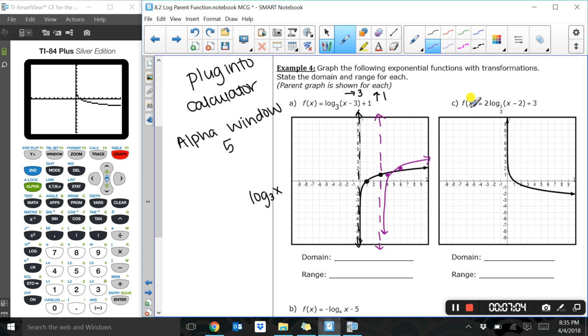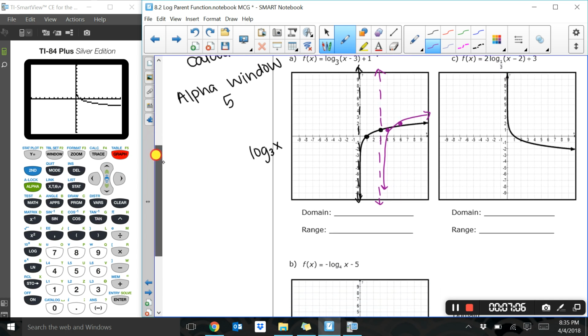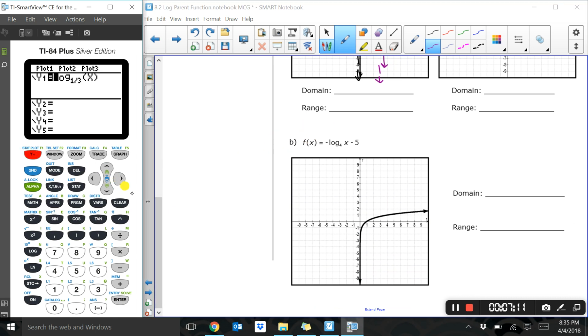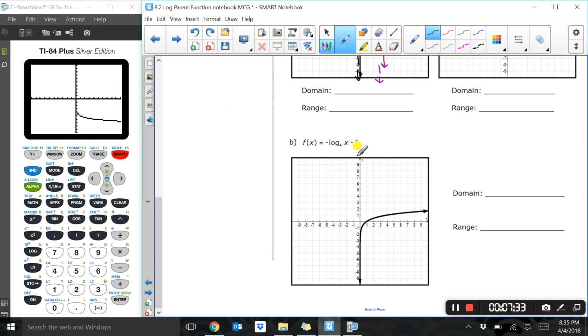It's easier when you've got a stretch or a reflection to use your calculator. So let's look at B, and we are going to use our calculator for that one. So get yourself a negative, and then do alpha, window, 5, with a base of 4, and then x. Now notice, y'all, that minus 5 is not in parentheses, so it's super important that you put it outside the parentheses on your calculator. And then hit graph, and let's see what that looks like. Since I didn't go left or right, my asymptote is not going to move, so it's still at x equals 0.